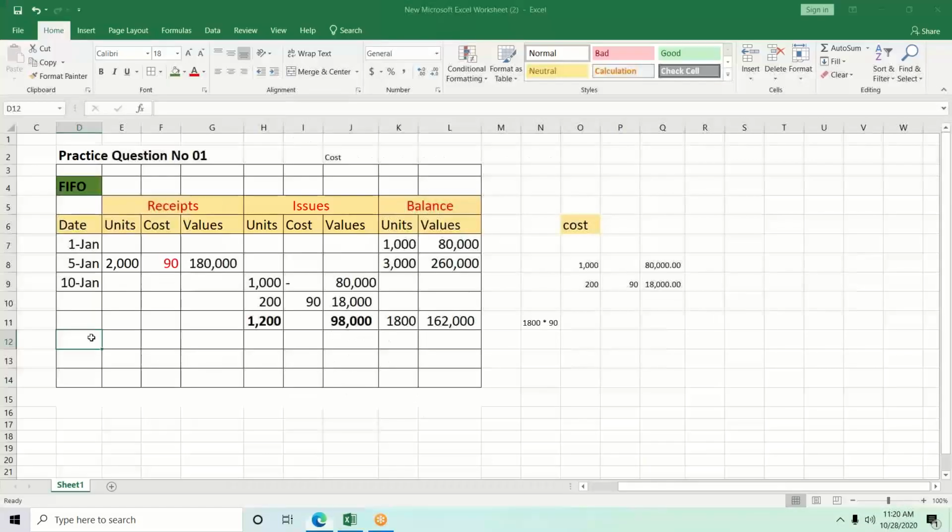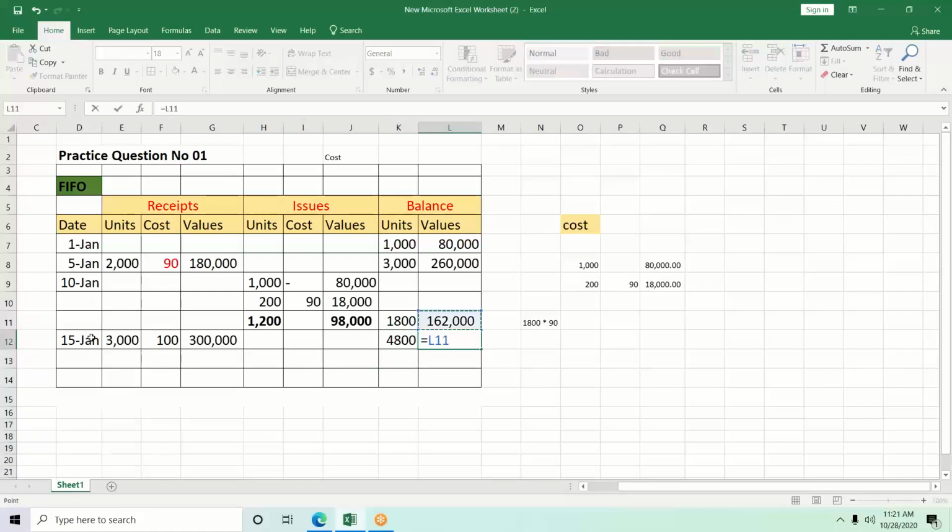Purchase 3,000 units at 100 each. It's a receipt, so you record it under the receipts column at 100 each. Then how much is the value of it? That is rupees 300,000. While you have 1,800 in your store, when you purchase another 3,000, the units available become 4,800. And while you have 162,000 in value, when you purchase 300,000 worth of stock, the value becomes 462,000.